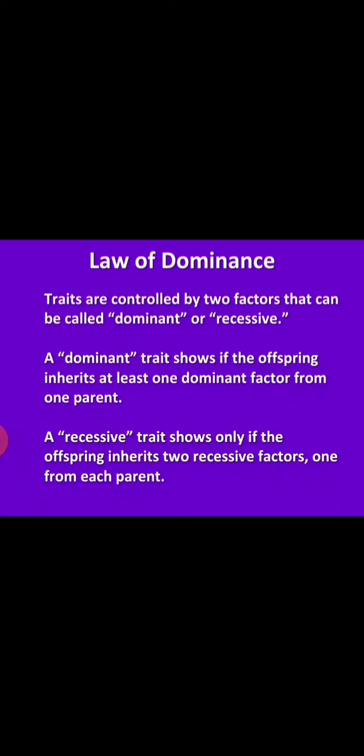Based on this monohybrid experiment, Mendel framed the law of dominance. The traits are controlled by two factors that can be called dominant and recessive. A dominant trait shows if the offspring inherits at least one dominant factor from one parent. A recessive trait shows only if the offspring inherited two recessive factors, one from each parent.